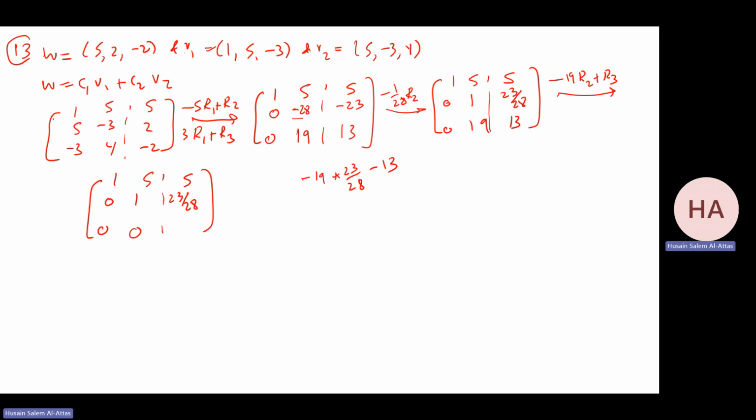Which is very clear, this is impossible to be zero. Yeah, because this is a negative, minus, no, sorry, plus 13. Yeah, this is plus 13, okay. So I need to check 13 times 28 minus 19 times 23. Is it equal to zero or not? If it's not zero, we are done. We cannot write W in terms of this.